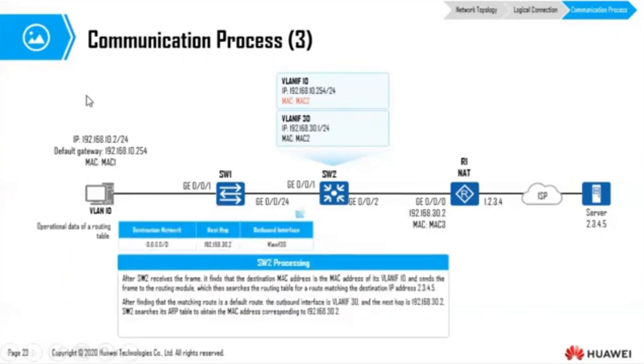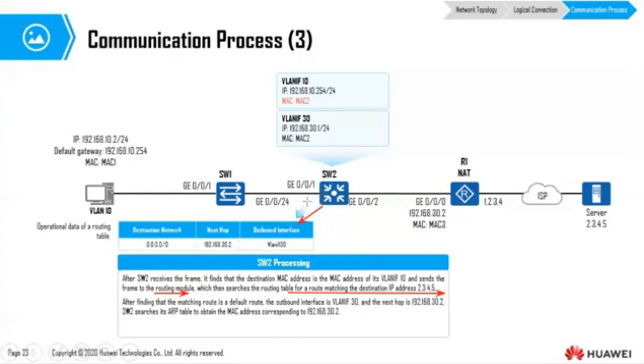Let's look at process number 3. At process number 3, switch 2 receives this particular frame. It finds that the destination MAC address is the MAC address of the VLANIF 10 and sends the frame to the routing module, which then searches the routing table for the route matching the IP destination of 2.3.4.5. So that's what switch 2 will do.